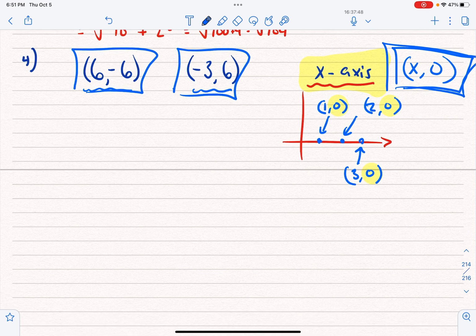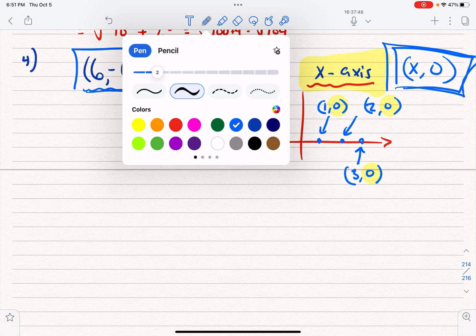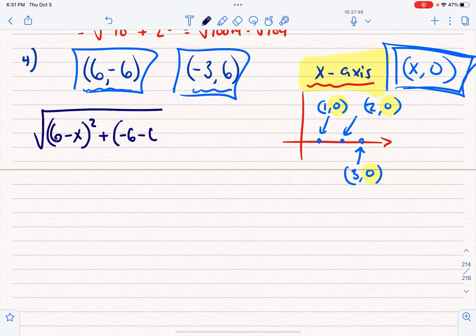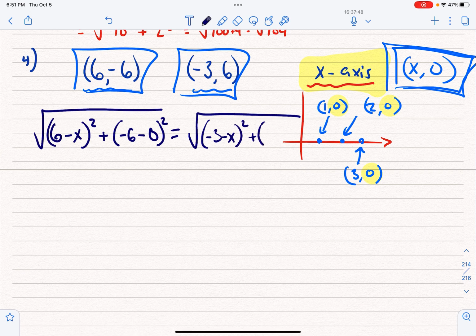Okay. So let's do this distance. So the first distance is going to be 6 minus that x value squared plus -6 minus 0, that y value, squared. We know the y value is going to be 0. And then we set that equal to the other distance. We want them to be equidistant. So I go -3 minus x squared plus 6 minus 0 squared.